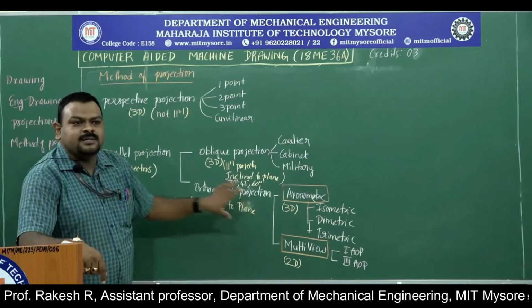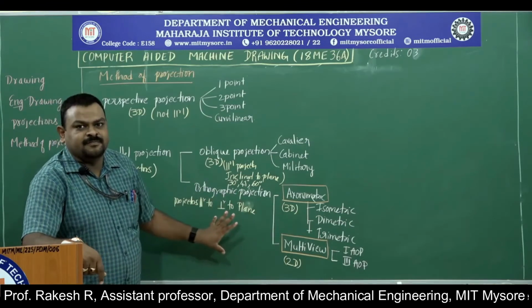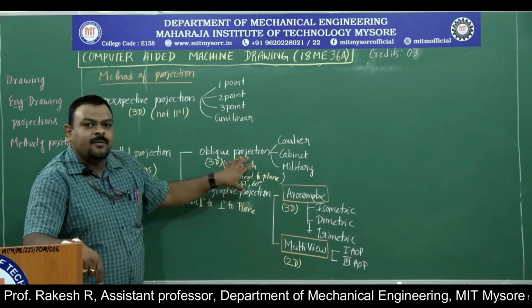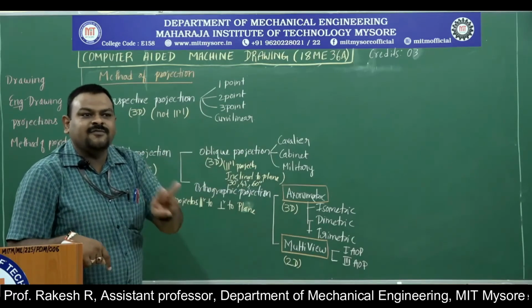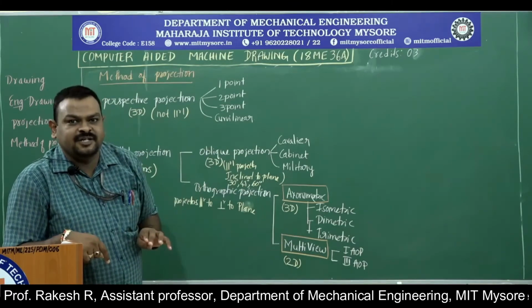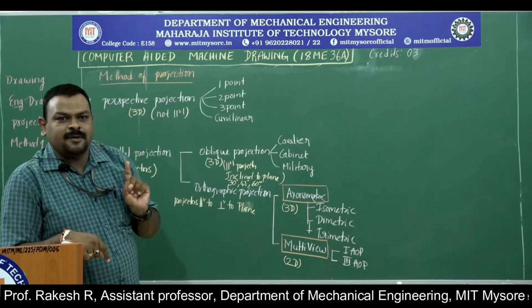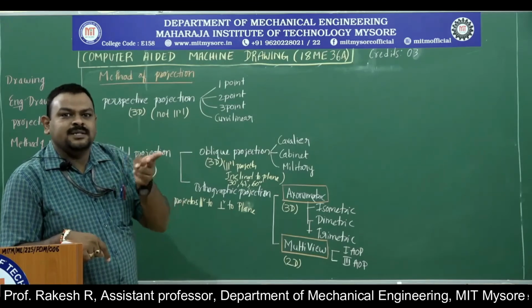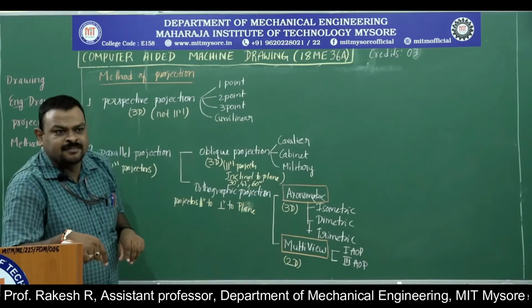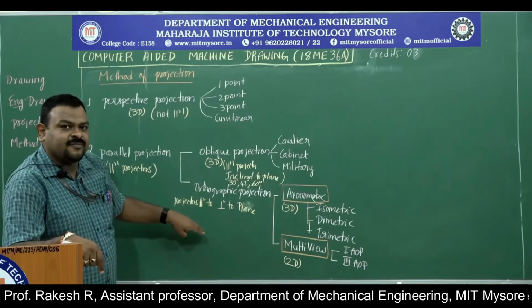Here, all the planes are perpendicular to each other. In oblique, one or two of the planes are not perpendicular to each other. Only one plane is perpendicular, and the remaining two planes are inclined to each other. That is oblique projection and orthographic projection.